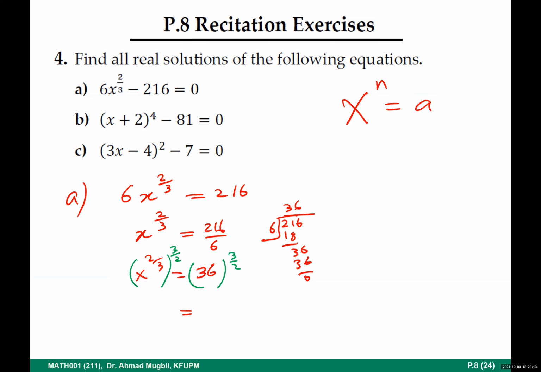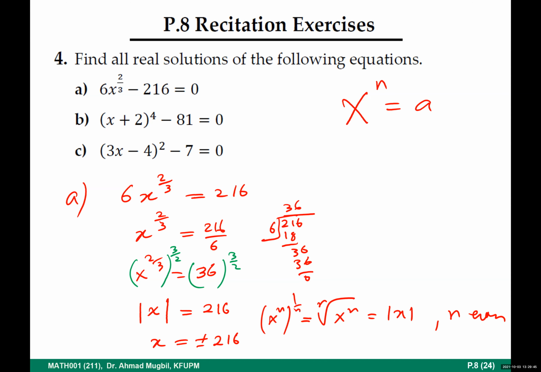Let me start with the right-hand side. What is 36 to the power half? 36 to the power half is 6. 6 to the power 3? Again, 216. Now, here we will have x or the absolute value of x? Sure? Because we have a square root here. Yes, right. So this means that x is positive or negative 216. Remember that the nth root of x to the power n is the absolute value of x if n is what? If n is even. This is equivalent to saying that x to the power n, all to the power 1 over n. Great. So we have two solutions here, which are positive or negative 216.